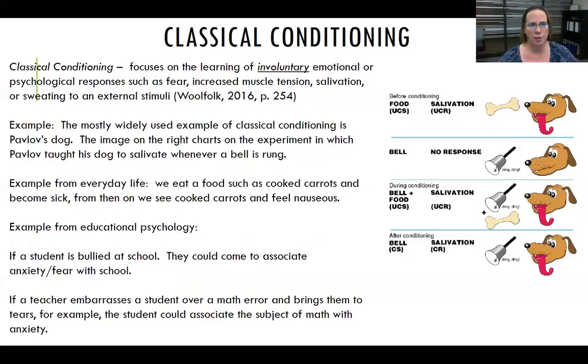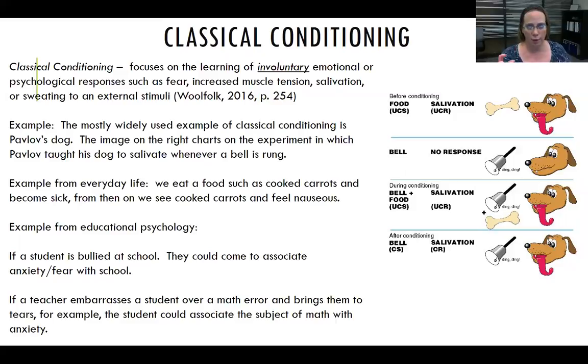From there, we can move to classical conditioning. Everything that we cover in this chapter has to do with contiguity. So we need to have that basis of understanding that two things can become associated. And like I said, that's pretty easy to understand. We can certainly think of examples from our own life. That being said, classical conditioning focuses on the learning of involuntary emotional or psychological responses such as fear, increased muscle tension, salivation, or sweating to an external stimuli. So something happens and then we have this reaction.